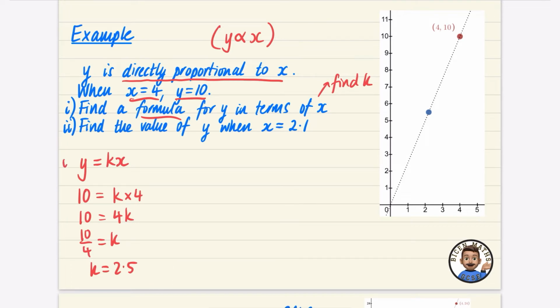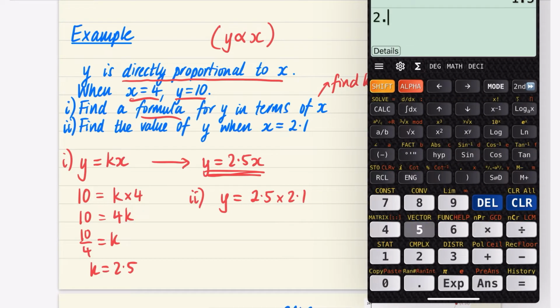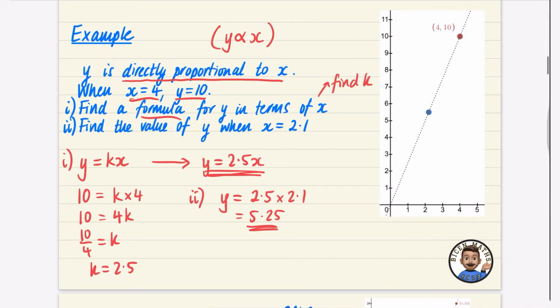So this means that our formula, rewriting this line that we've got at the top, is just going to be y equals 2.5x. That is our formula for y in terms of x. Now part 2 of the question says find the value of y when x equals 2.1. So I'm going to use the formula that we've got, and I'm going to do 2.5 multiplied by 2.1. I'm going to be lazy and use my calculator, but you don't need to do this. You could have done a non-calculator method. So 2.5 times 2.1 is 5.25. So the answer is that y is 5.25.